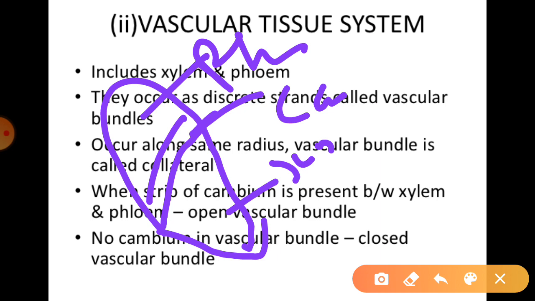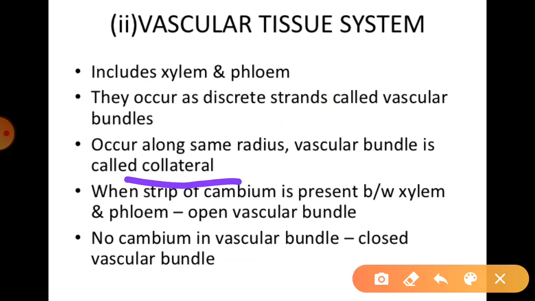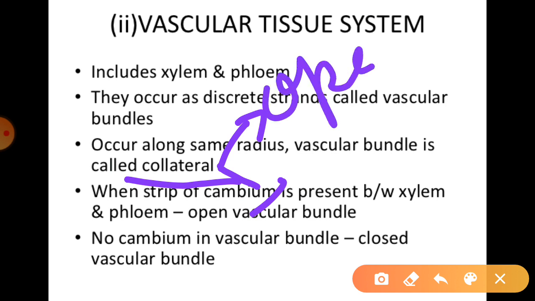And generally these conjoint bundles are especially of two types, which you have written there. That is called collateral, and sometimes they are known as bicollateral. Generally, if we talk about the collateral, this collateral can again be classified into two categories, that is, the open and the closed.